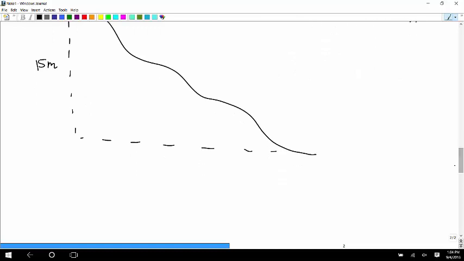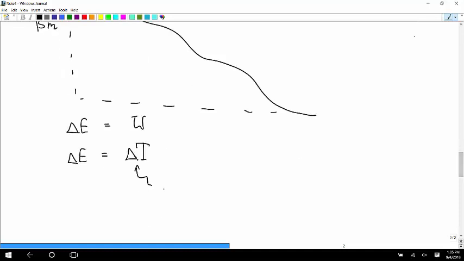Okay, so we're going to use this equation that says the change in energy is equal to the work, and the change in energy is equal to the change in kinetic energy. I'm going to use T for kinetic energy, plus the change in potential energy.